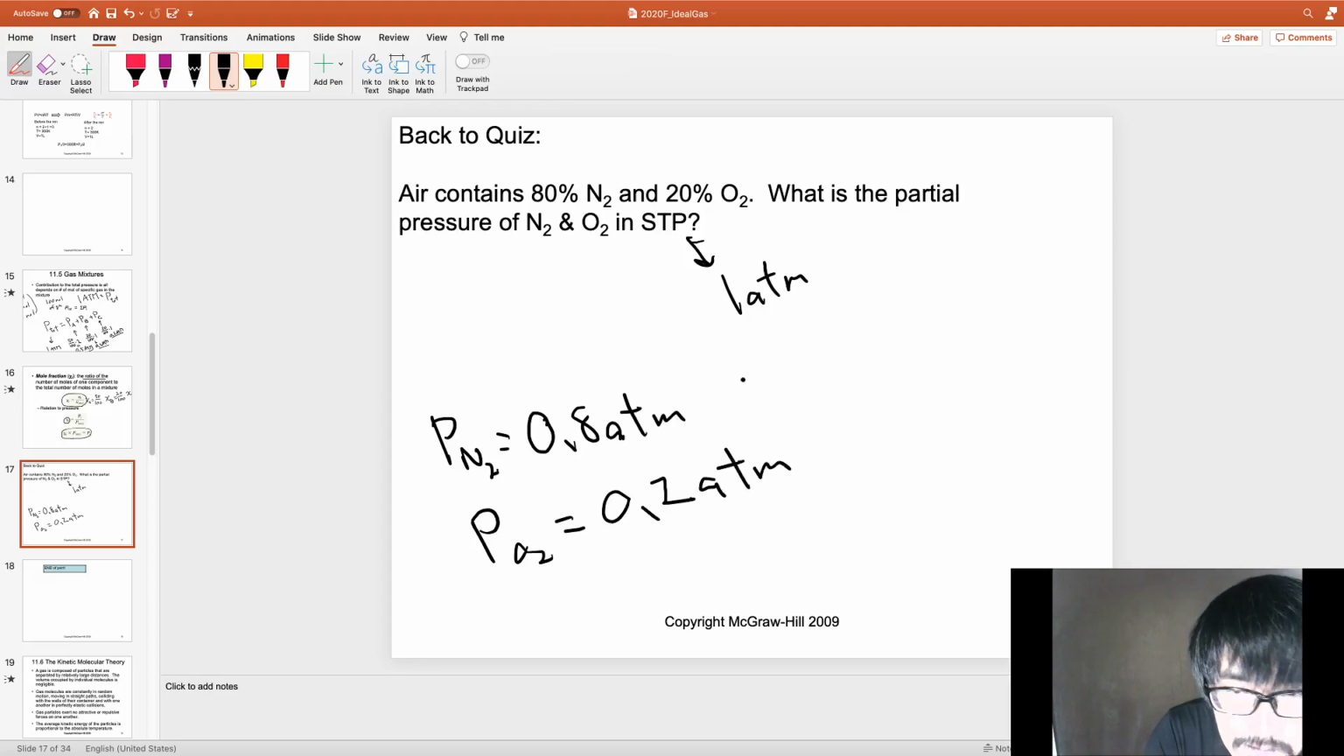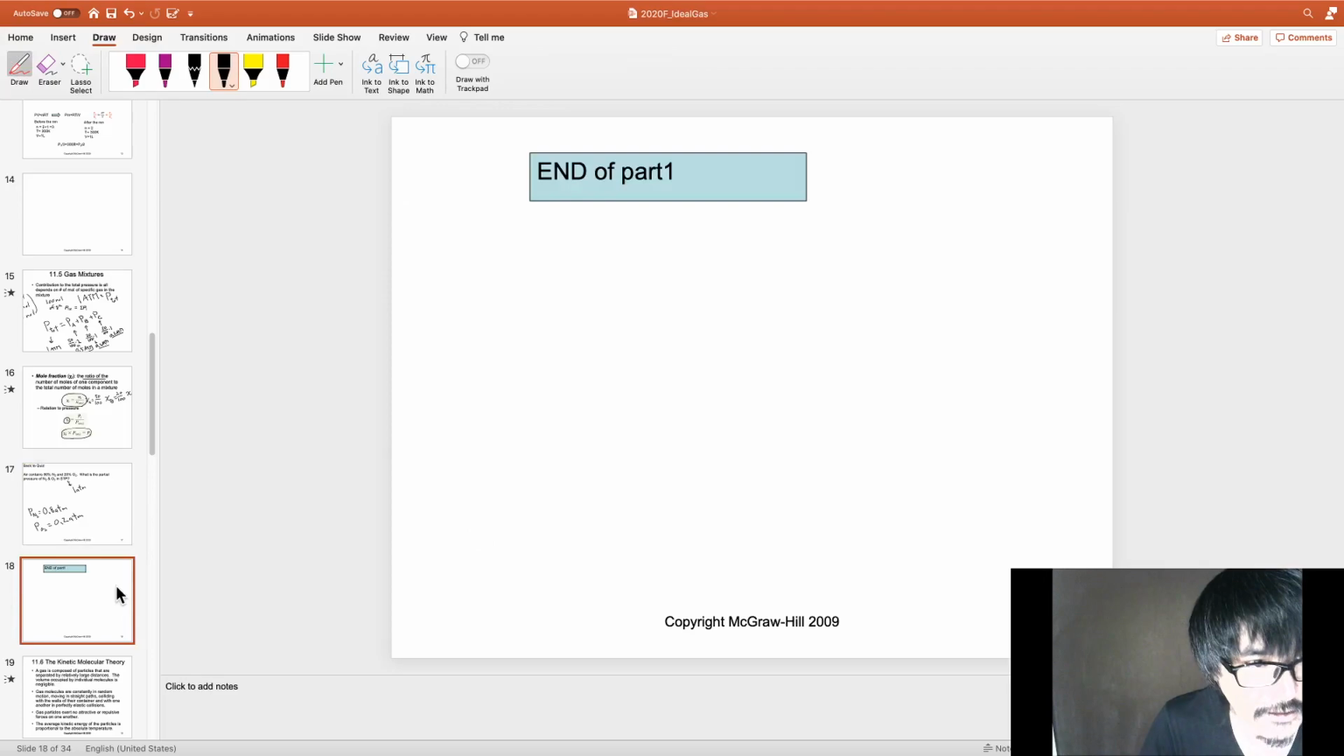How did I get 0.8? It's 80%. It's the mole fraction. So 80%, 0.8, multiplied by 1 atm gives you 0.8 atm. I think that's good enough for part 2.